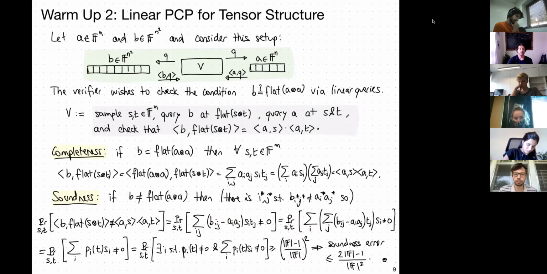Okay, so let me answer some of the questions in the chat. So is it enough to query A on R, B on the tensor for only a single R? Yes, so as we did in the linear case, we just take a single random linear combination.